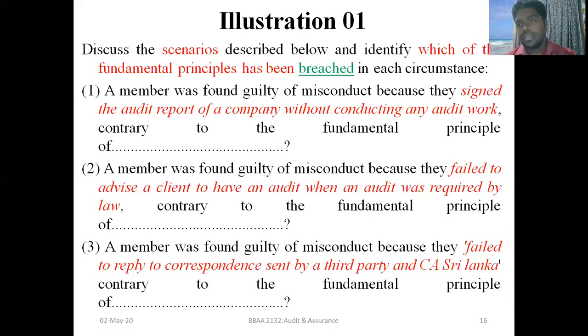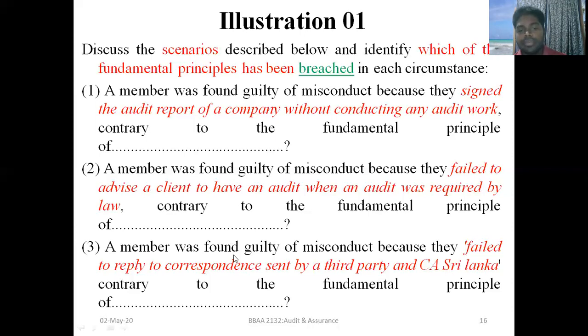You are not competent. You didn't take any care about the business. So here you can say the professional competence and due care was violated, because you are not competent and didn't take any care about the business. As per the law, clearly the particular business must do the audit. Even you failed to advise the firm to do the audit.